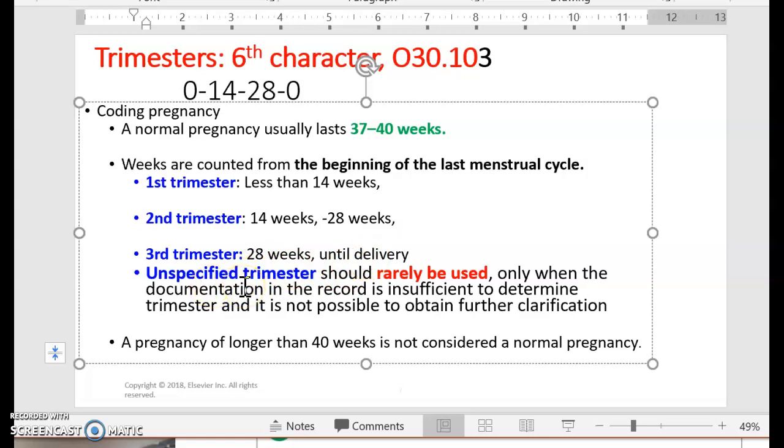Unspecified trimester should rarely be used. If the information is not sufficient, we do have a code for undocumented or non-specified, but it's really not acceptable by the insurance company. So we have to work hard on getting that specified documentation. A pregnancy after 40 weeks is not considered a normal pregnancy, so we have different codes for that.